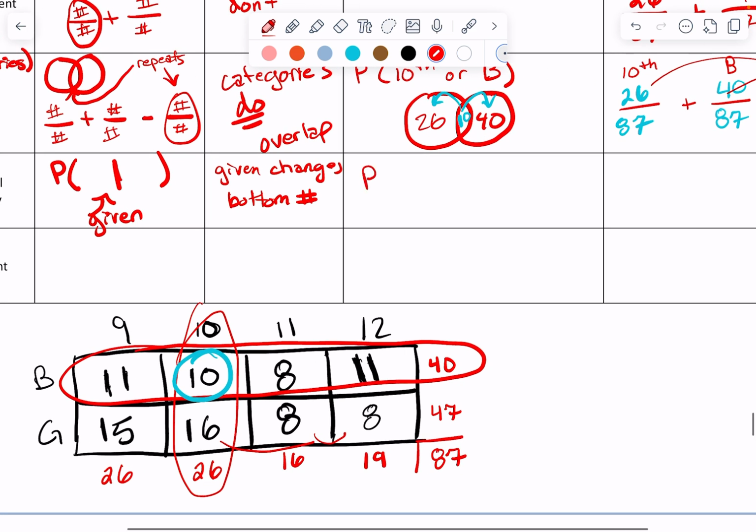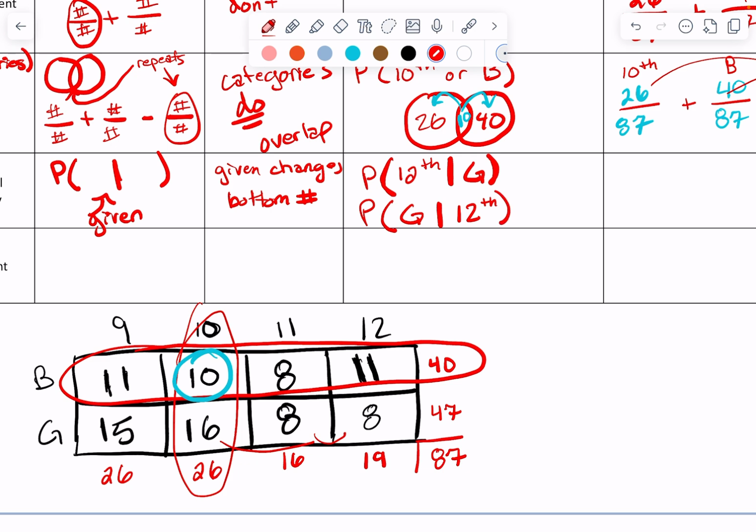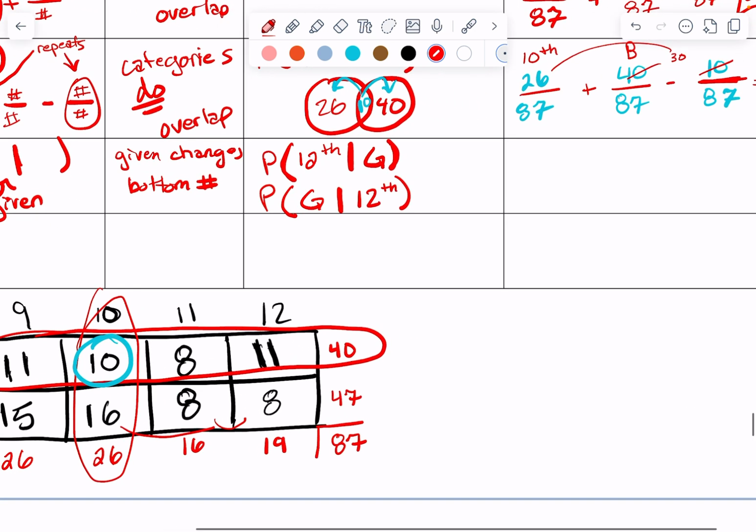So I want to know the probability, I'm going to do 2 of them. I'm going to find the probability of a 12th grader given a girl. And I'm going to find the probability of a girl given a 12th grader, okay? We've already established in another homework assignment that those 2 things are not going to be the same, right? Just because I flip them around doesn't mean they're going to be the same. In fact, they're very different, okay? So I'm going to do this first one.